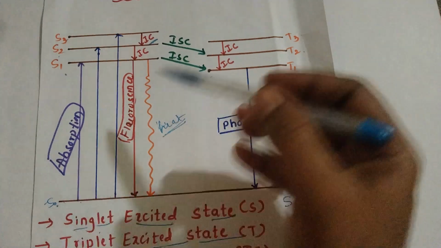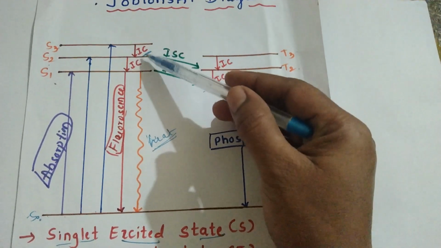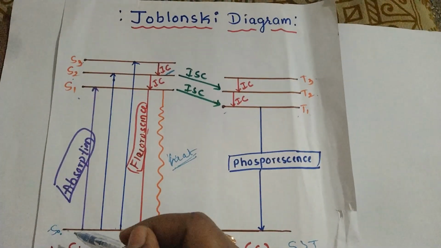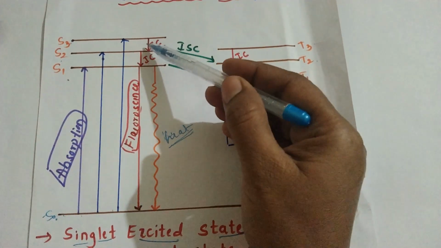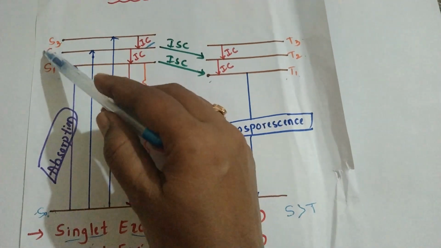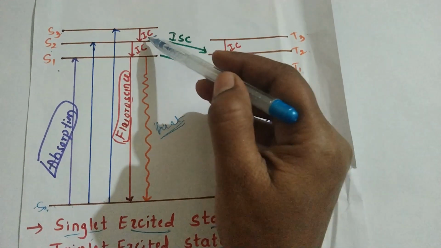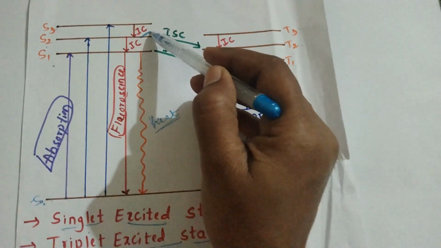So when the molecule loses energy in the form of heat, the transition occurs from S0 to either S2 or S3, and when it returns from the higher singlet excited state to a lower singlet excited state in the form of heat, this is called internal conversion.